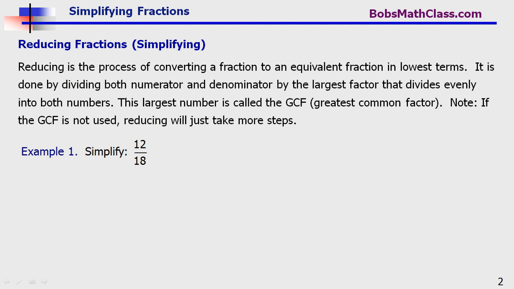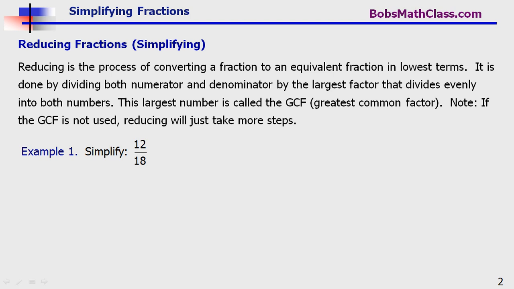Okay, reducing fractions or simplifying. Reducing is the process of converting a fraction to an equivalent fraction in lowest terms. It is done by dividing both numerator and denominator by the largest factor that divides evenly into both numbers. The largest number is also called the GCF, greatest common factor.